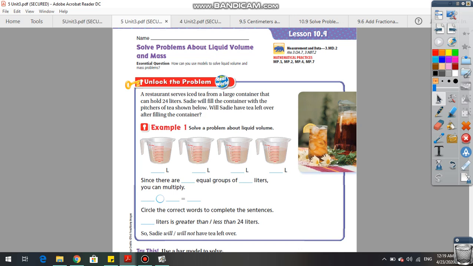Today's lesson is problem solving about liquid volume and mass. Lesson number 10.9, page 441.